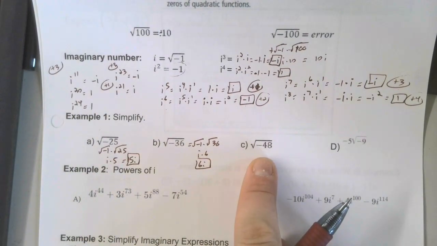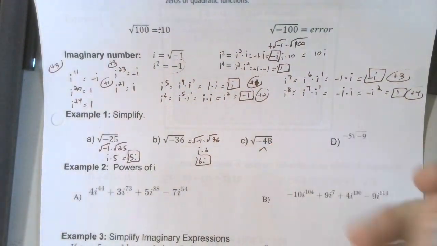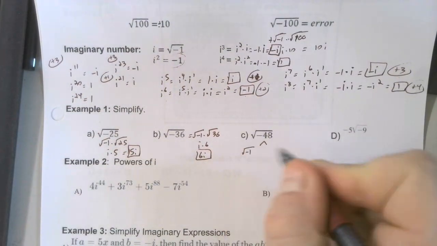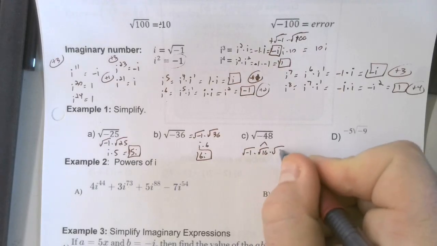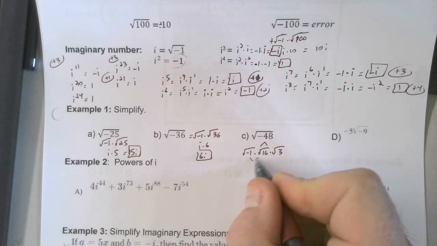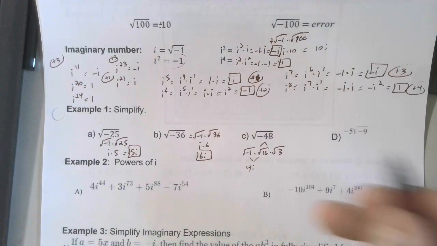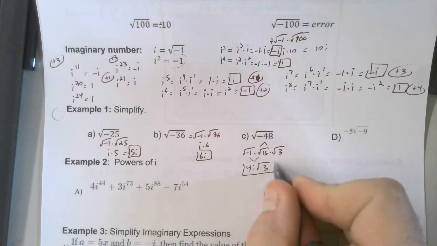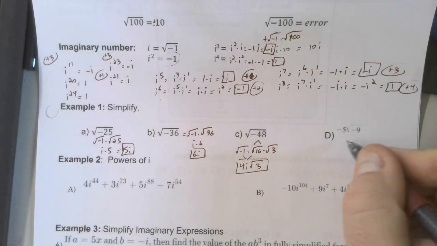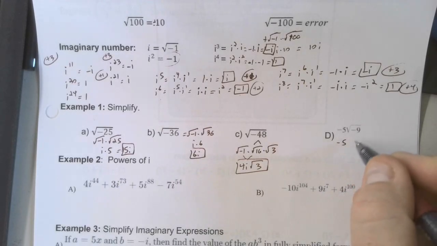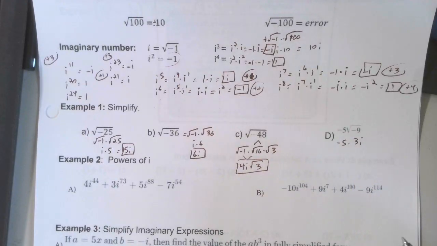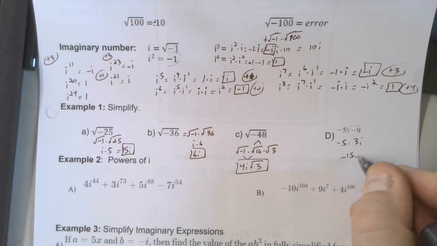So the challenge with this one is it's not a perfect square. So you would have to do root negative 1 times root 16 times root 3, which becomes, these two become 4i times the root 3. So the next one would be negative 5 out front times 3i, which is negative 15i.